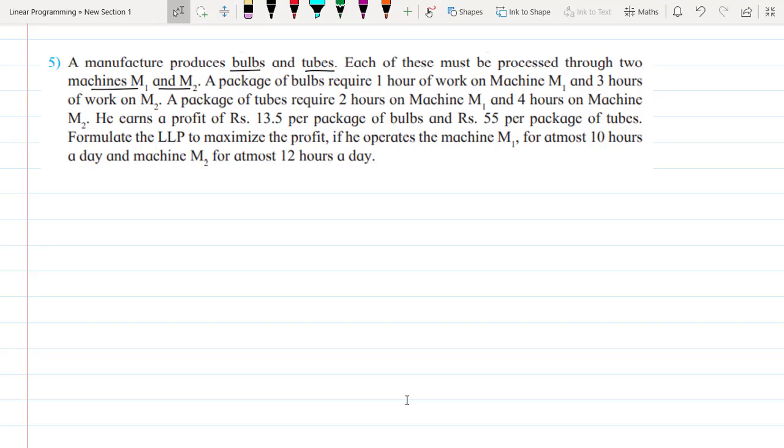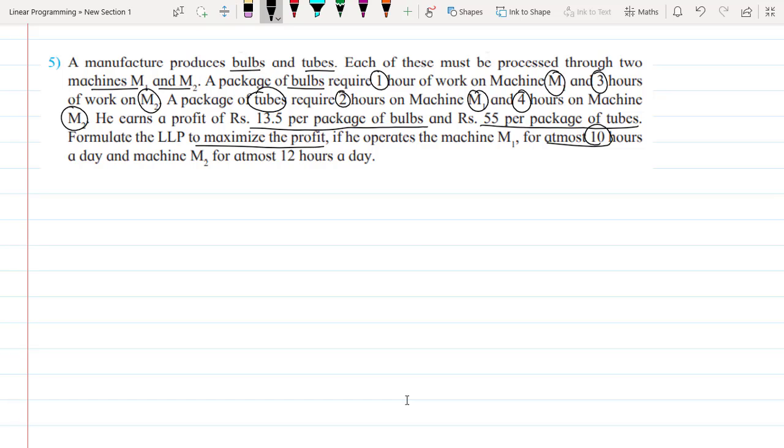A package of bulb requires 1 hour of work on machine 1, 1 hour on M1 and 3 hours on M2. That is for the bulb. Okay, and the package of tubes requires 2 hours on M1 and 4 hours on M2. Okay, the objective function is given here. He earns a profit of rupees 13.5 per package of bulb and 55 per package of tubes. Okay, it said per package. Formulate the LPP to maximize the profit if he operates the machine M1 for at most 10 hours a day, and machine 2 for at most 12 hours a day.